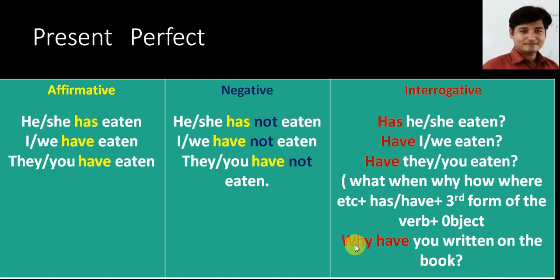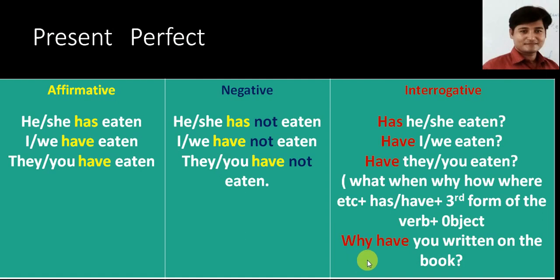Why is used to talk about the reason. When we use this structure, the person will have to answer in detail. For example, here we have used the word why, and the listener will give the reason. Why have you written on the book? And he will tell the reason. What is the reason he has written? I hope you might have understood the structure of present perfect.